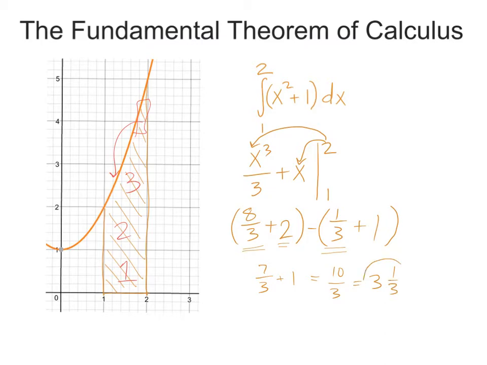So it was somewhere between 3 and 4 like it looked from the picture, but that's the process. Antiderivative, plug in 2, plug in 1, subtract the results. And that's how we find a perfect area under the graph.